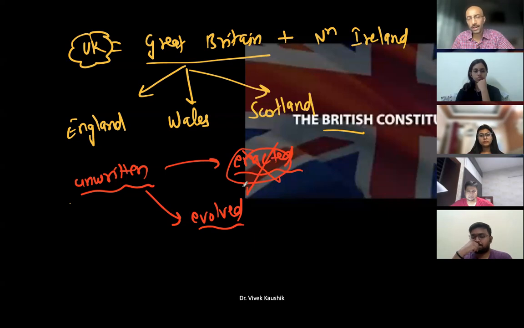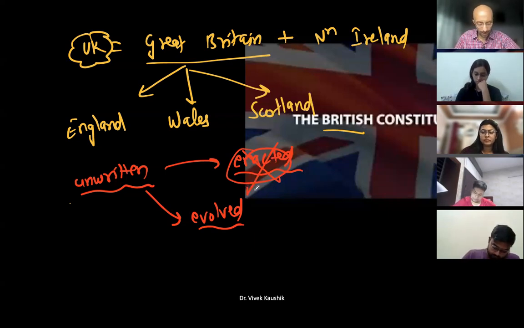So right, next point. It is an evolved constitution and not enacted.